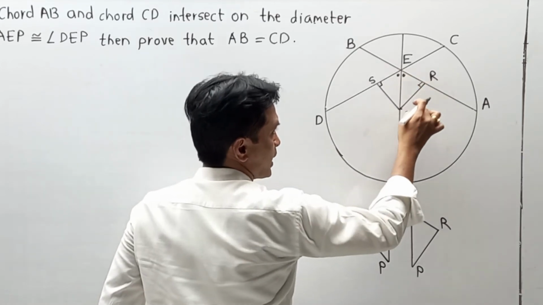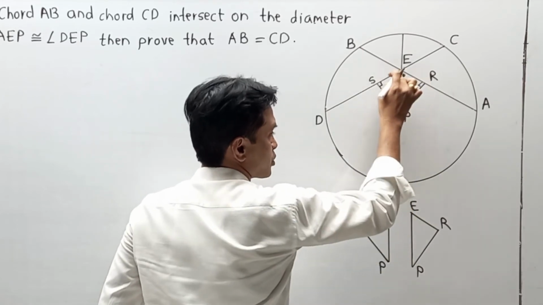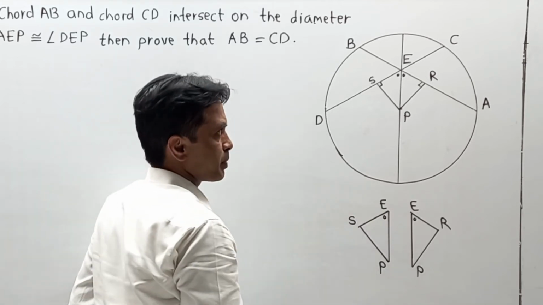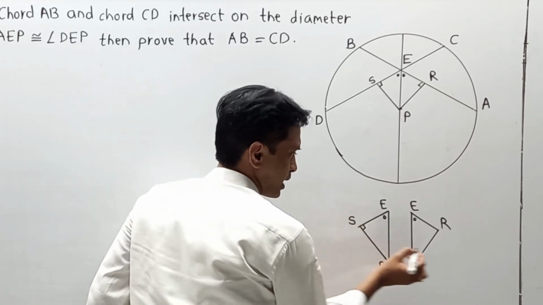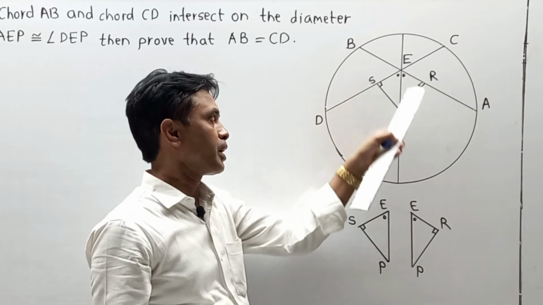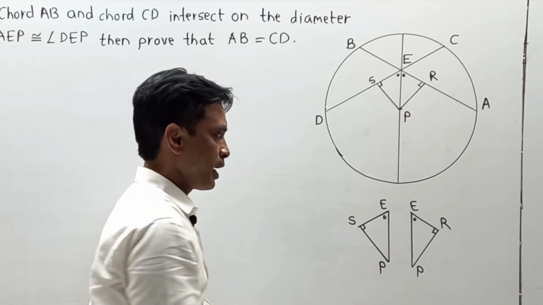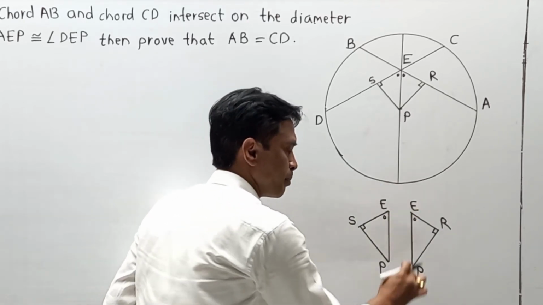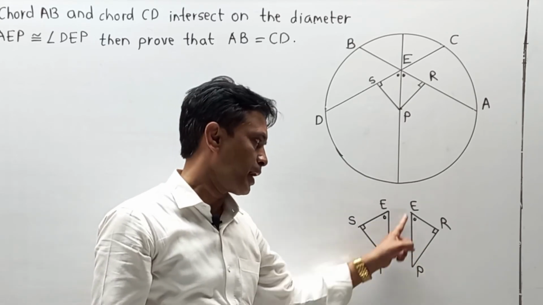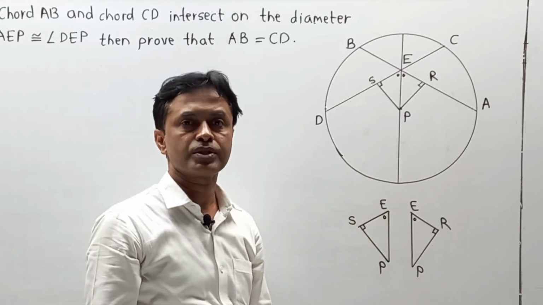Now remember the main part. Here it is already given that angle AEP equals angle DEP, which means these two angles are congruent. Next, we also know that these two angles are 90 and 90, as by construction PR is perpendicular to AB and PS is perpendicular to chord CD. And third, there is a common side EP in both triangles. Naturally, the first triangle is congruent with the second triangle by the side angle test of congruency.